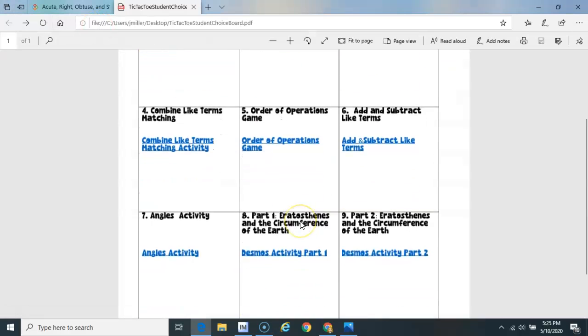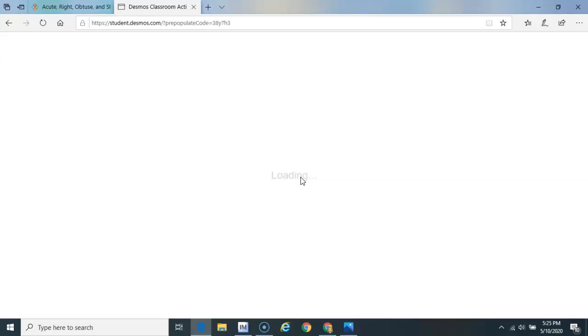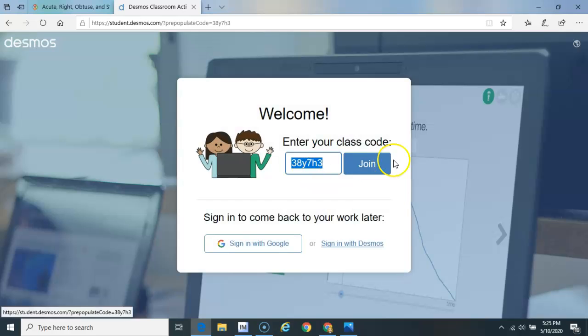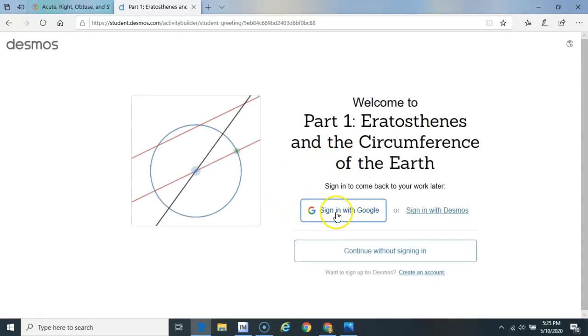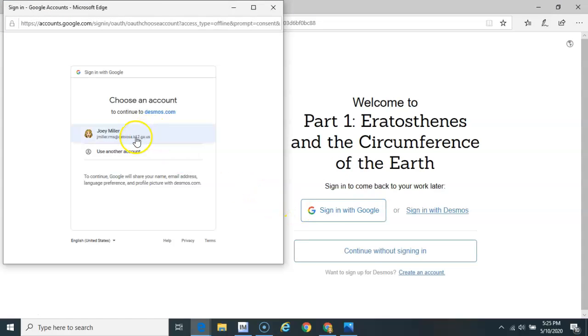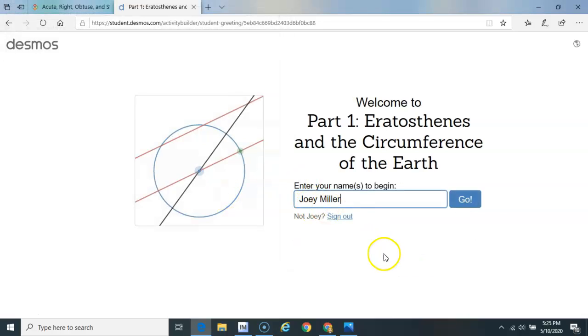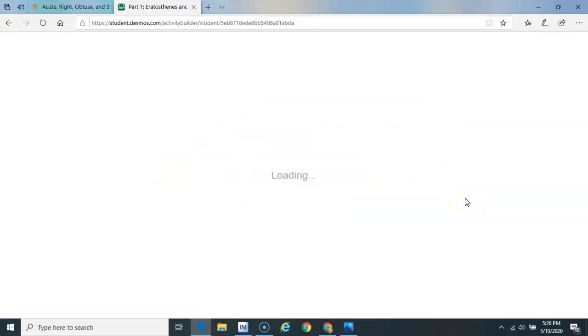You can use a calculator. And then these last two kind of go together. They're a Desmos activity. We've done, I think, one or two Desmos activities. You click on it, enter your class code to join. So you'll just join right there. Sign in with Google. And it may not let me show you correctly because it may think I'm a teacher. Okay, enter your name. It went ahead and picked it up.